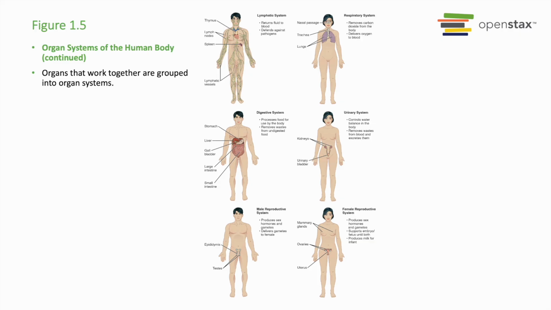The respiratory system removes carbon dioxide from the body and delivers oxygen to the blood. The respiratory system includes the nasal passages, the trachea, and the lungs.